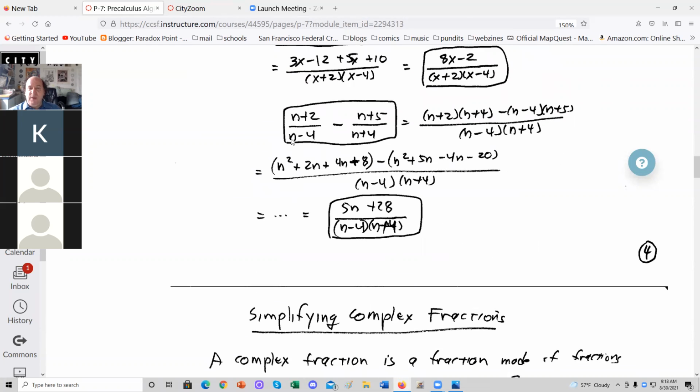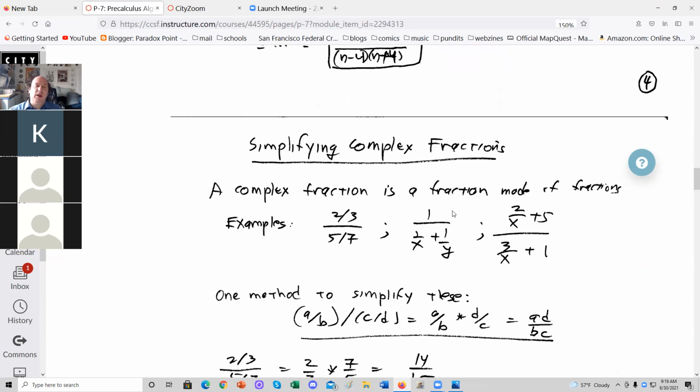Here we have n plus 2 over n minus 4 minus n plus 5 over n plus 4. So again, we do the rabbit cross product. N plus 2 times n plus 4 minus n minus 4 times n plus 5 here over n minus 4 times n plus 4 here. And okay, then we expand both these out and combine like terms, and after a bit of warbling, you get 5n plus 28 over n minus 4 times n plus 4.